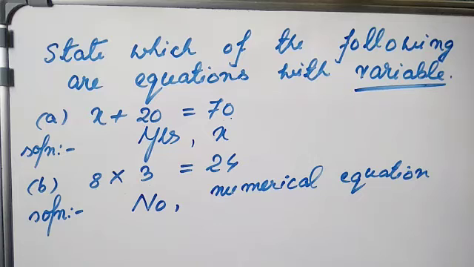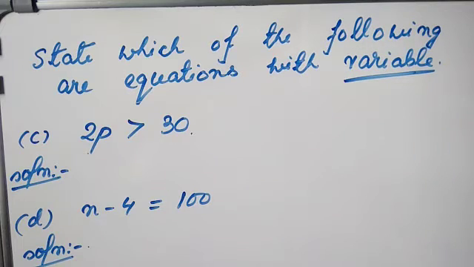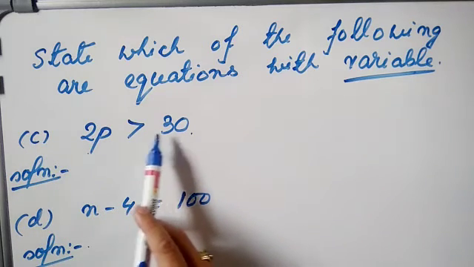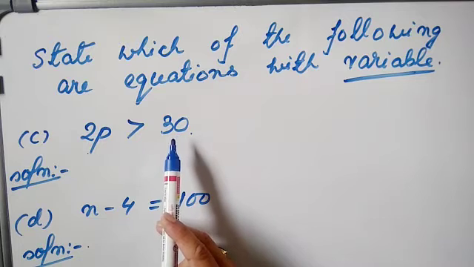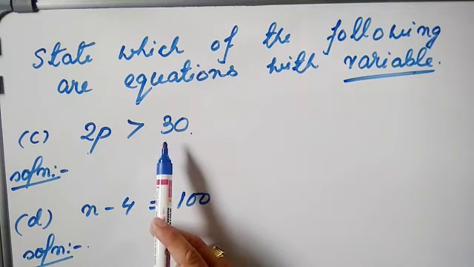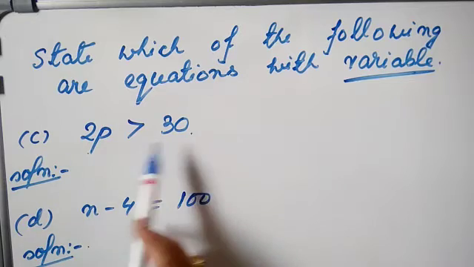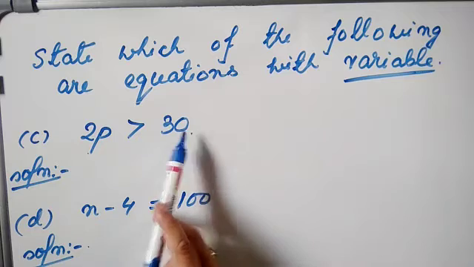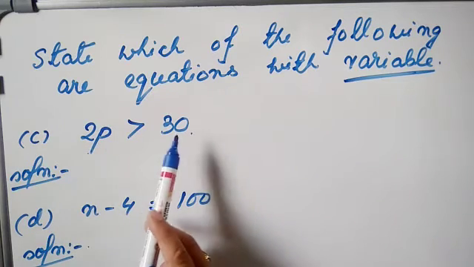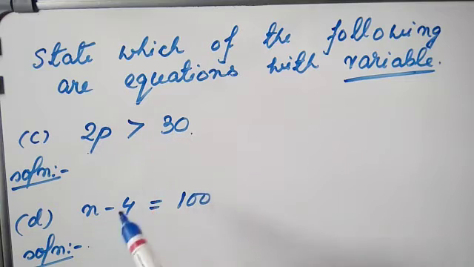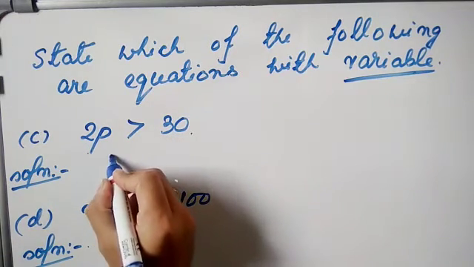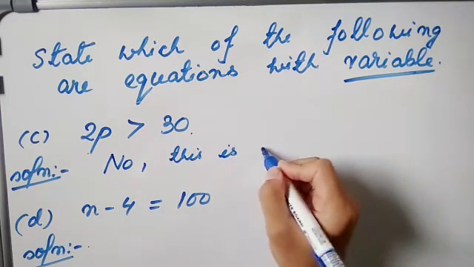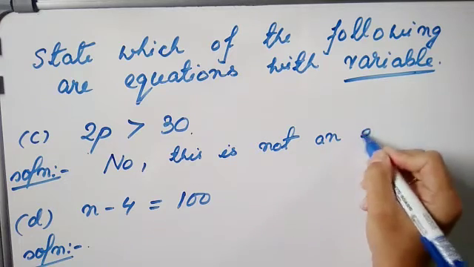Understood? Next, students, let us try question number C. It says twice p is greater than 30. So we already know that it is not an equation, right? Why is this not an equation? Because it clearly says that twice p is greater than 30, which means that the value on the left hand side and the value on the right hand side are not equal. So this is not an equation.